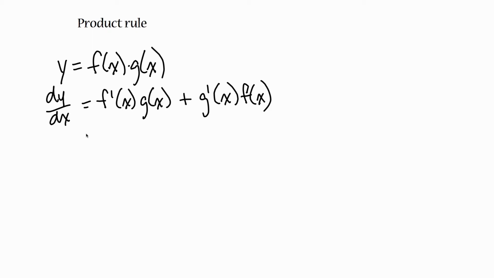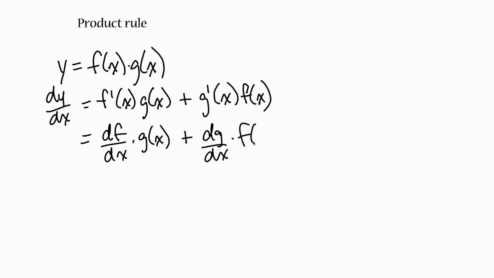I guess that's a bit of an odd mix of notations. I should probably have written that df by dx times g at x plus dg by dx times f of x. Anyway, you can skip ahead here and take my word for it, or I'm going to go over a short proof to explain why this is true.